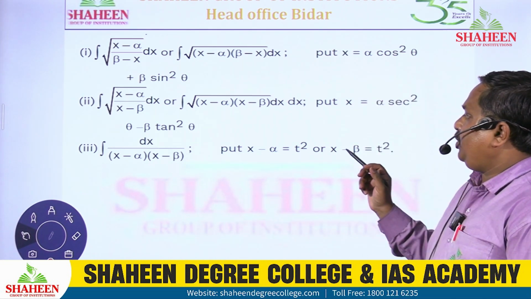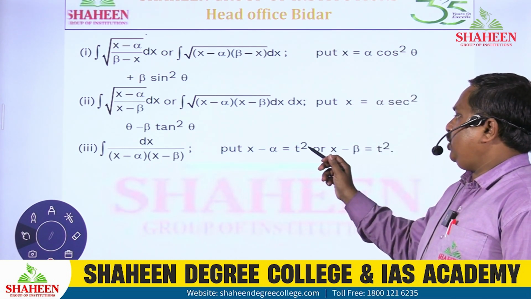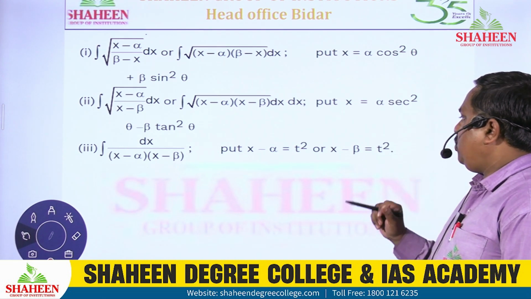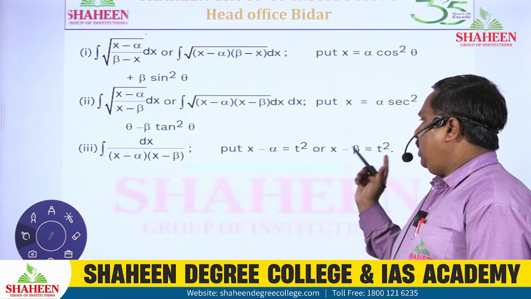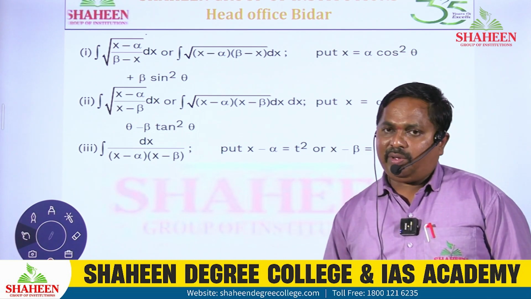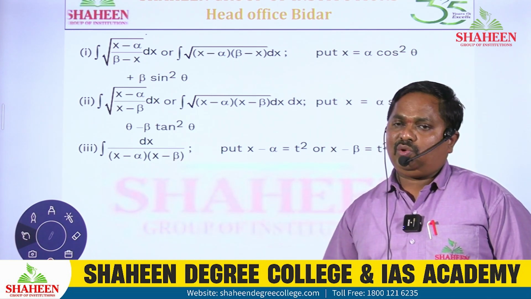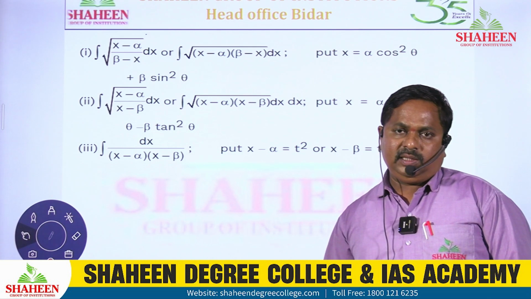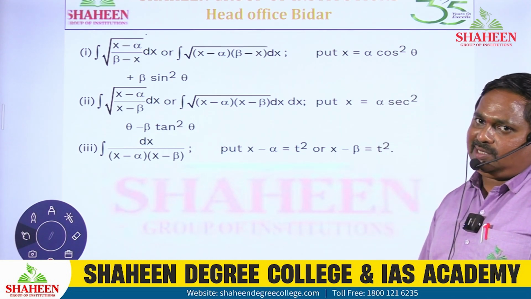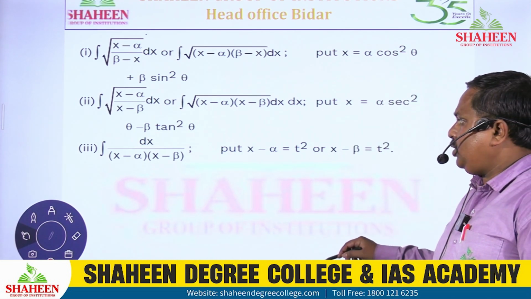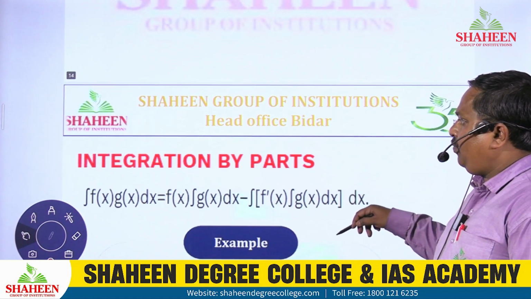We substitute x minus alpha equal to t^2, or x minus beta equal to t^2. Any one of these two we substitute, that is t. Then we can integrate that easily. So these are the substitution methods or formulas.